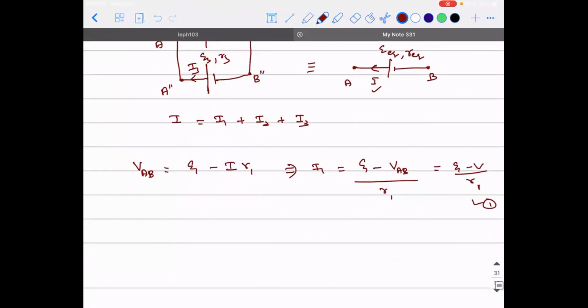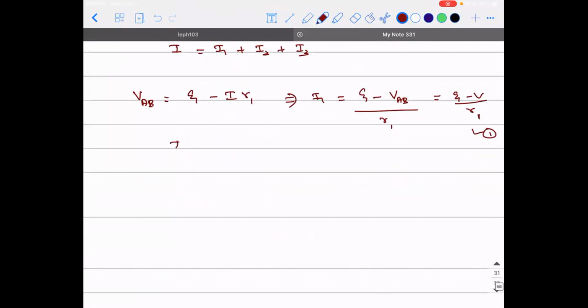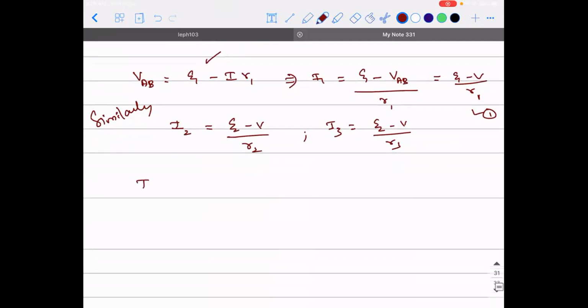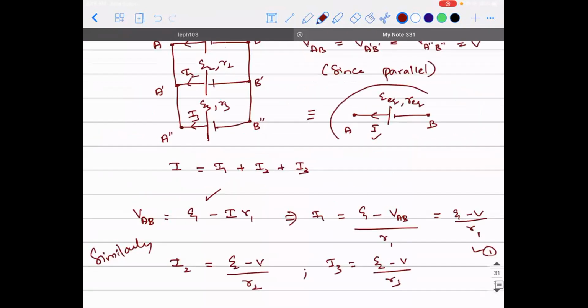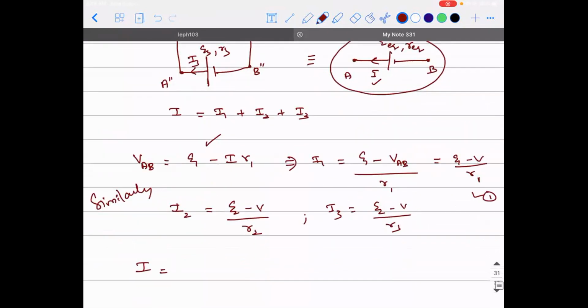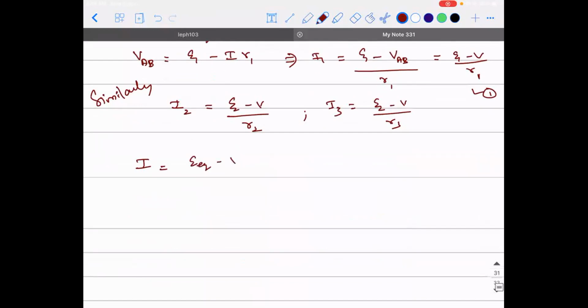Using the same logic, even without writing the step, can you tell me what is going to be the value of I2? E2 minus V by R2. That's it. E2 minus V divided by R2. And I3 will be equal to E3 minus V divided by R3. It keeps on going if at all you have more number of cells, right? But what is the value of I? Using the same logic, E equivalent minus V divided by R equivalent.